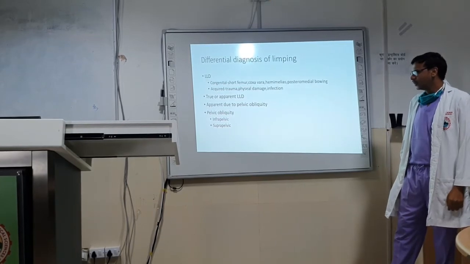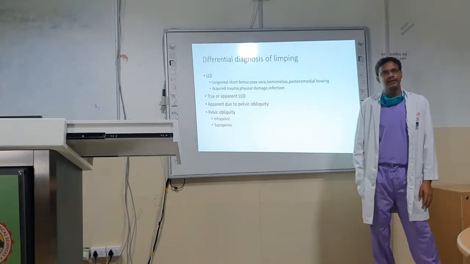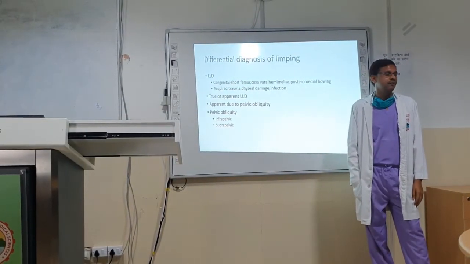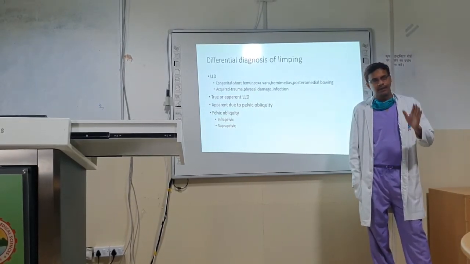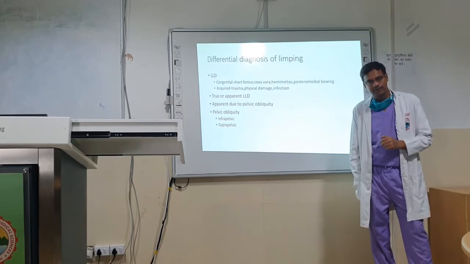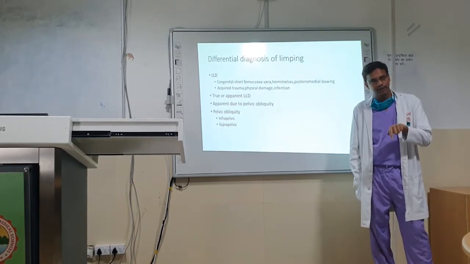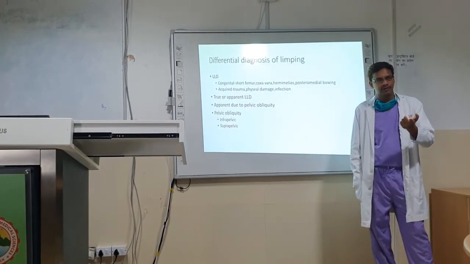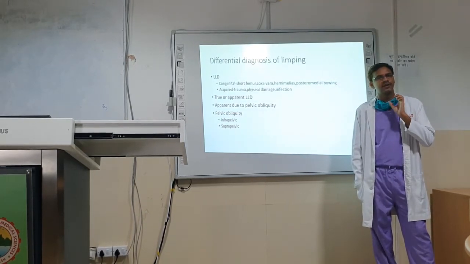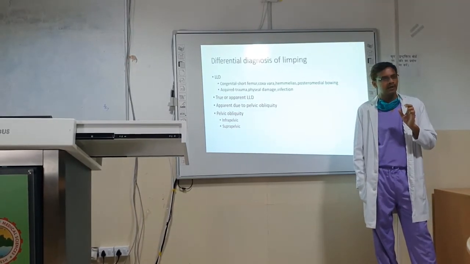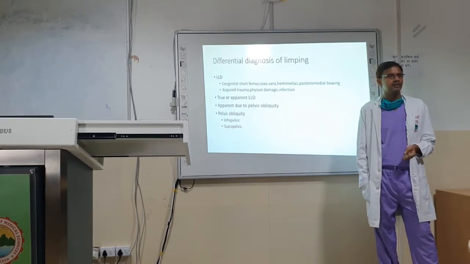And all of you are aware that apparent LLD is because of pelvic obliquity. Okay. So pelvic obliquity can be of two types. It can be an infrapelvic cause, it can be a suprapelvic cause. So any fixed contracture of the hip will cause infrapelvic pelvic obliquity.